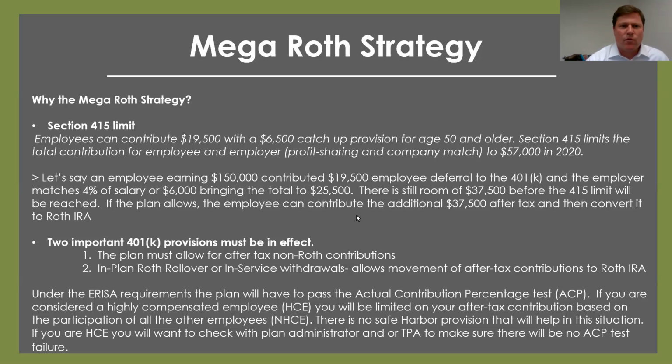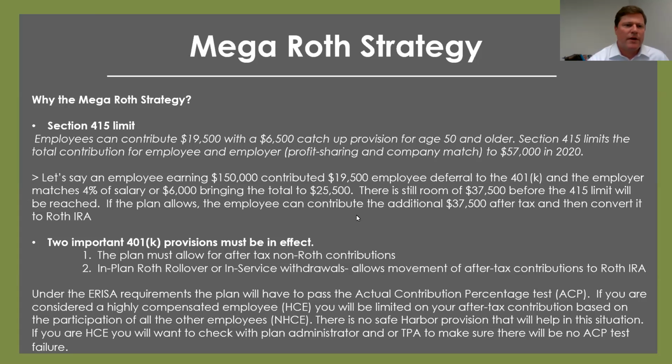So it says that in 2020 employees can contribute $19,500 with a $6,500 catch-up provision for age 50 or older. Those limits also give us the total contributions for employee and employer through profit sharing and company match of $57,000 in 2020. So you can have a total amount going into your 401k plan of $57,000 in the year 2020.